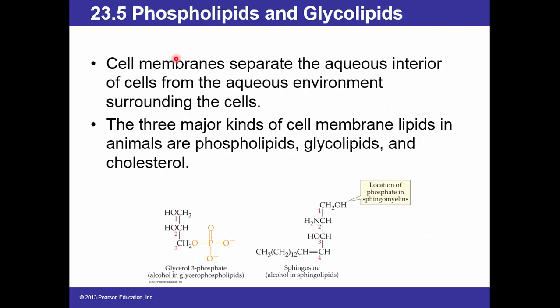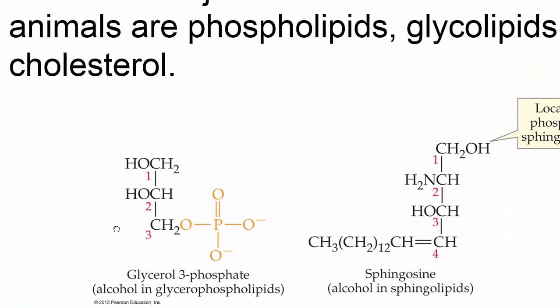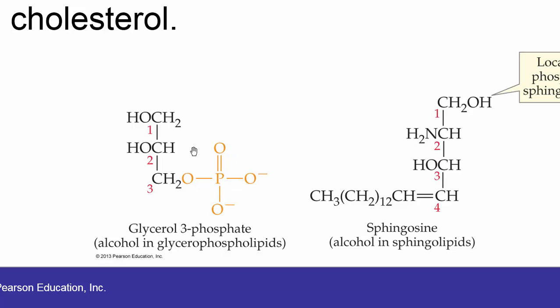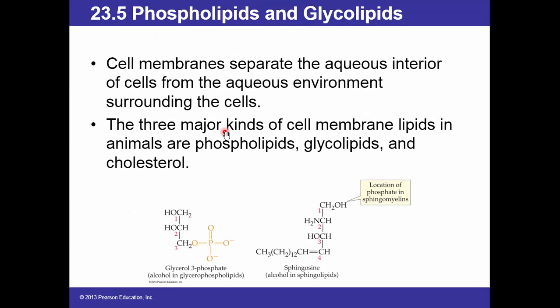Now, phospholipids and glycolipids. Cell membranes separate the aqueous interior of cells from the aqueous environment surrounding the cells. The 3 major kinds of cell membrane lipids in animals are phospholipids, glycolipids, and cholesterol. And here we can see this example, glycerol 3-phosphate. This is called glycerol, the alcohol in glycerophospholipids, and here you find a compound called sphingosine, the alcohol in sphingolipids, and the location of phosphate in sphingomyelin, as we will see. So the 3 major kinds of cell membrane lipids in animals are phospholipids, glycolipids, and cholesterol.